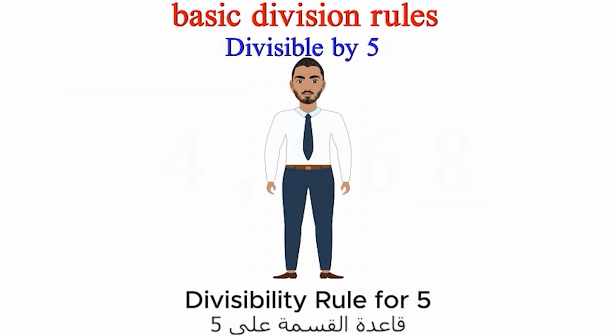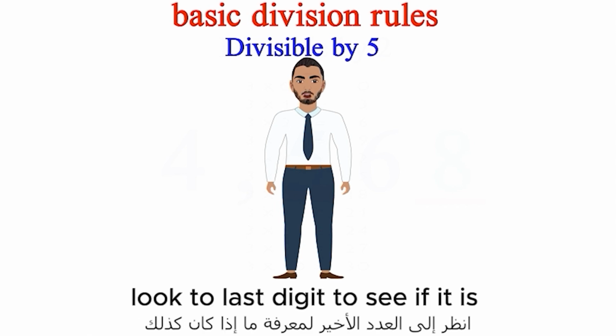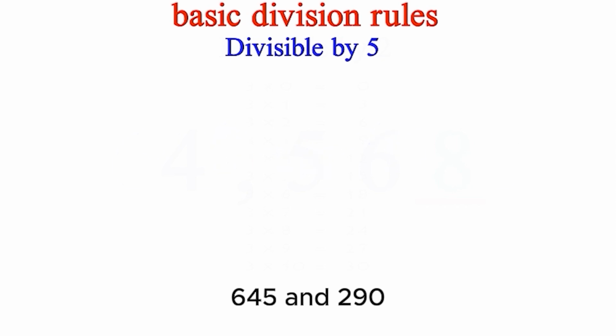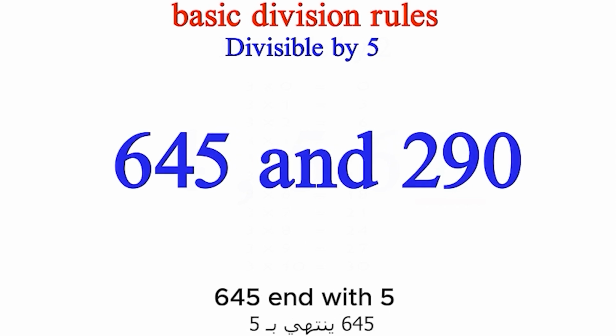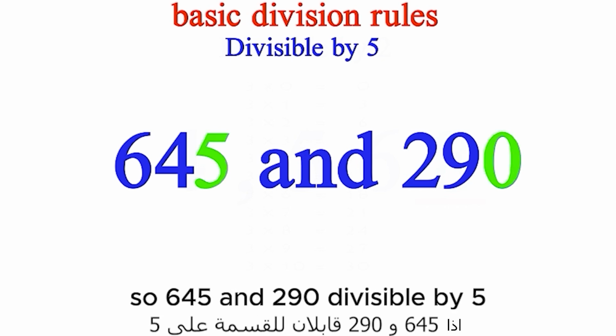Divisibility rule for 5. To find out if a natural number is divisible by 5, look at the last digit to see if it is 0 or 5. Example, 645 and 290. Look at the last digit. 645 ends with 5, and 290 ends with 0. So 645 and 290 are divisible by 5.